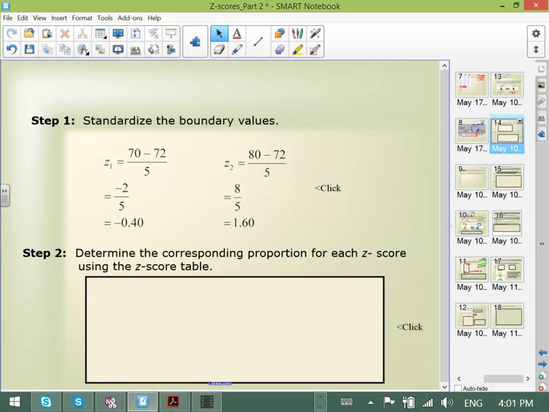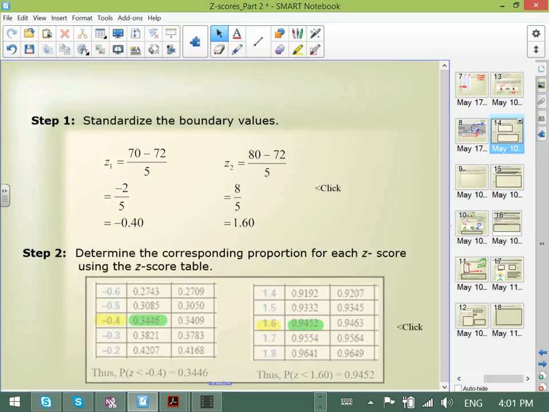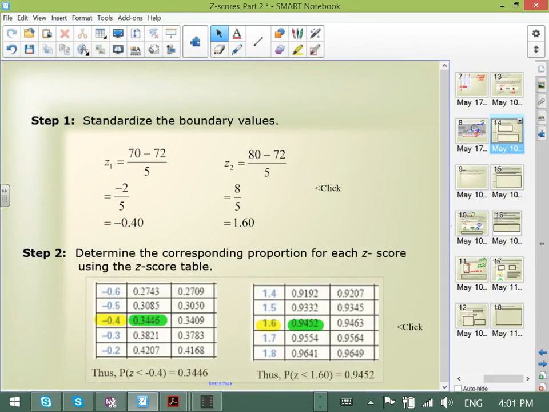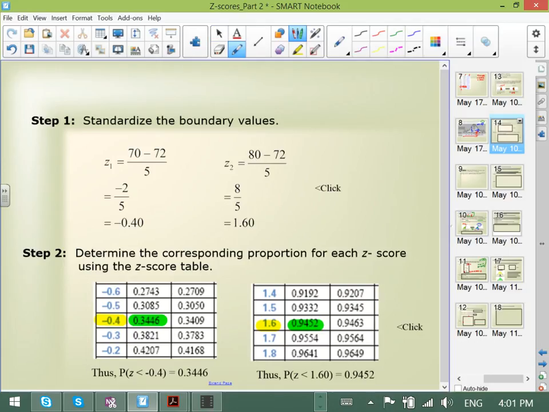So we are standardizing the values of 70 and 80 for a distribution with a mean of 72 and an SD of 5. Now with the z-scores, go to the z-score table and we'll look up those standardized values, or areas on the curve. So at minus 0.4, we have 0.3466, and at 1.6, we have 0.9452. And again, all of these areas, recall, are to the left.